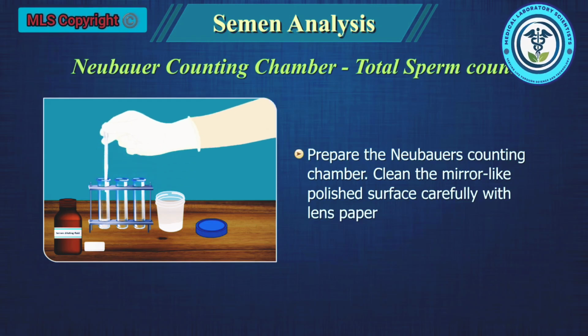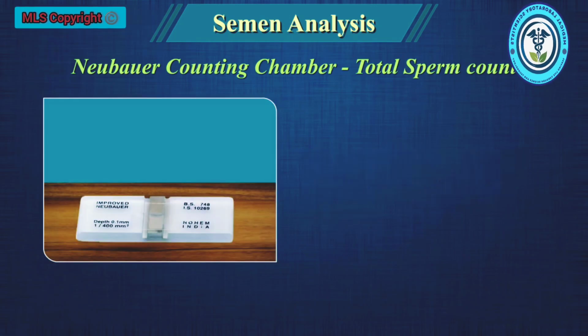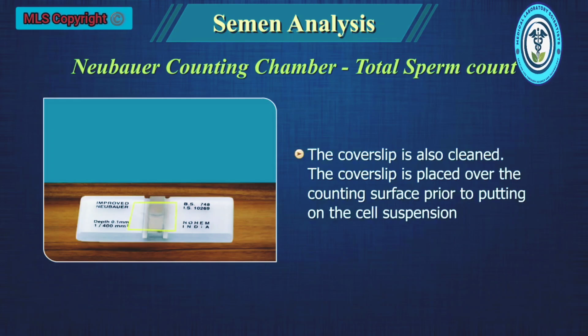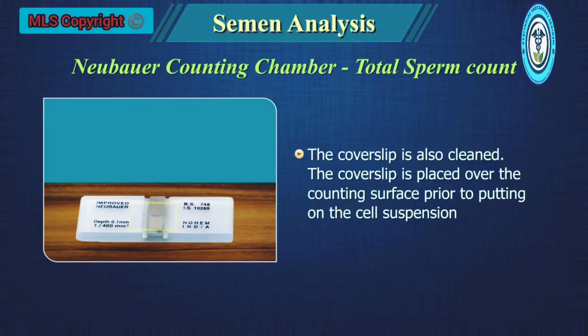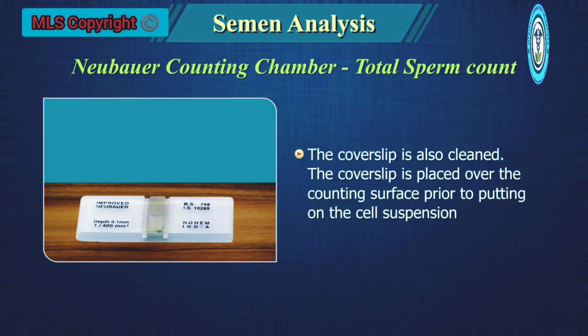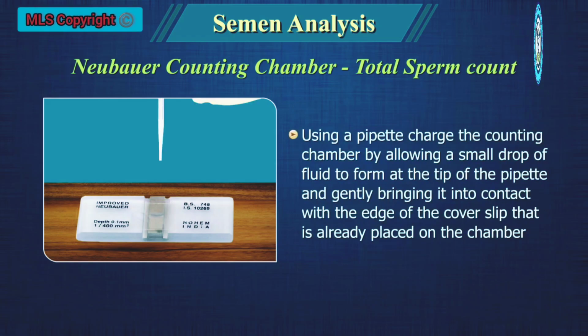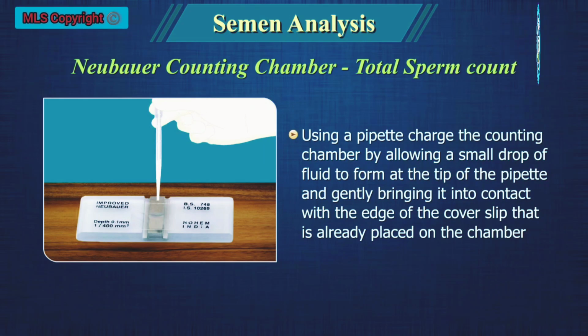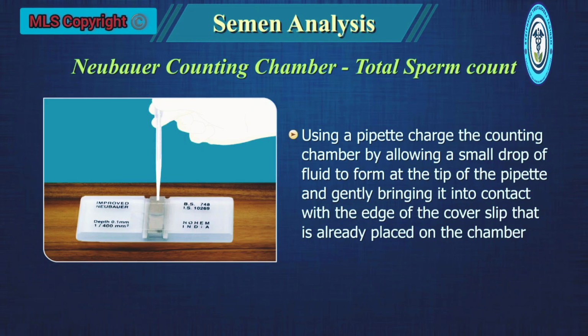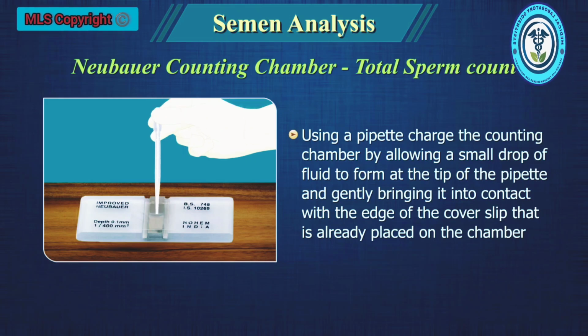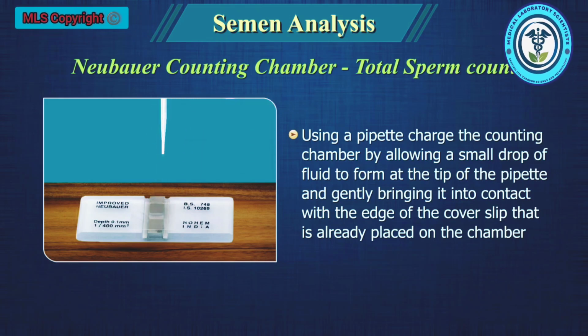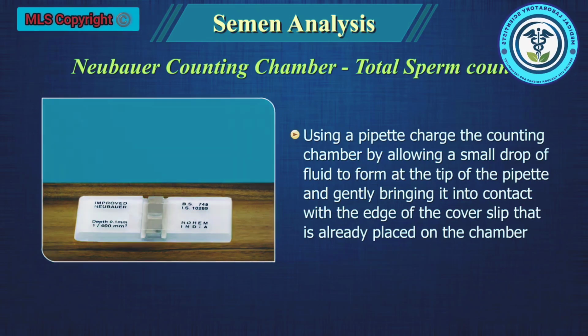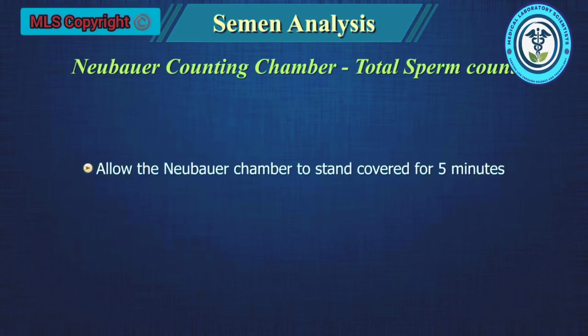Clean the surface carefully with lens paper. The cover slip should also be cleaned. The cover slip is placed over the counting surface prior to putting the cell suspension. Using a pipette, charge the counting chamber by allowing a small drop of fluid to form at the tip of the pipette and gently bringing it into contact with the edge of the cover slip, which is already placed on the chamber. Allow the Neubauer chamber to stand covered for 5 minutes.